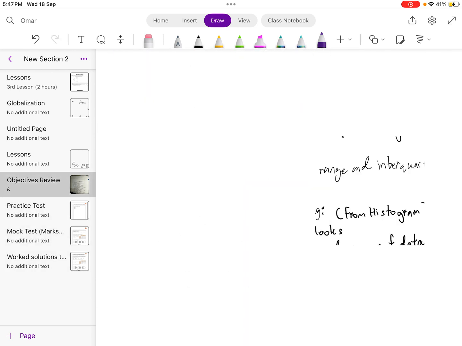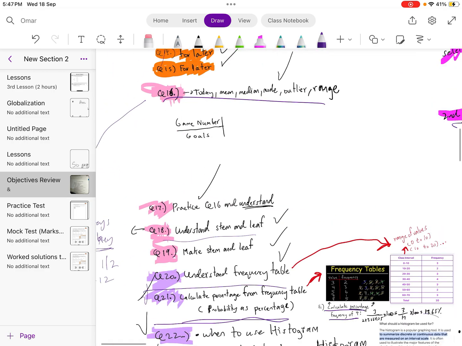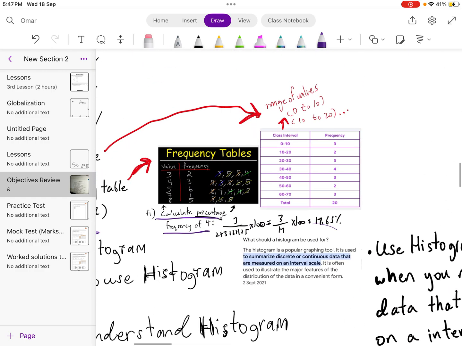Just review everything here for your notes. Everything is here, all the formulas and stuff.